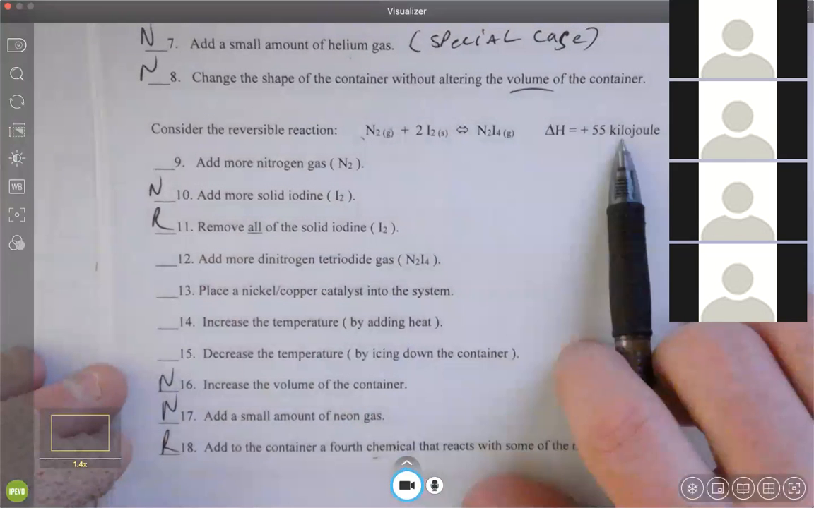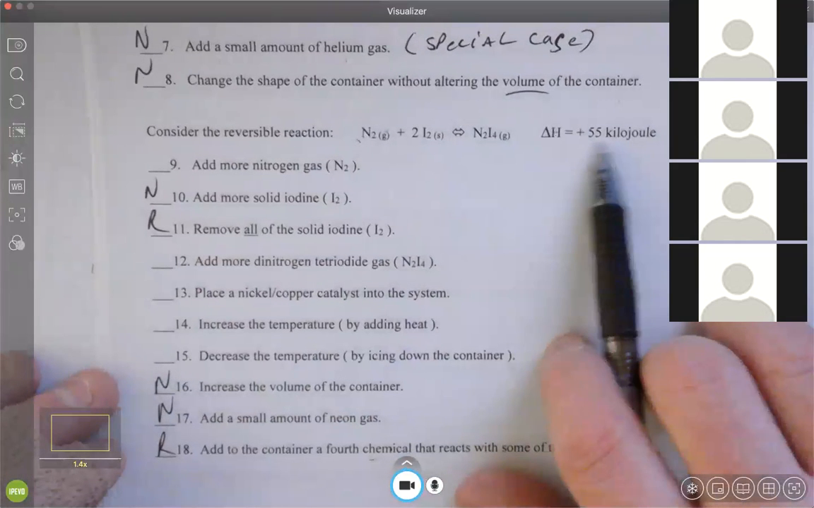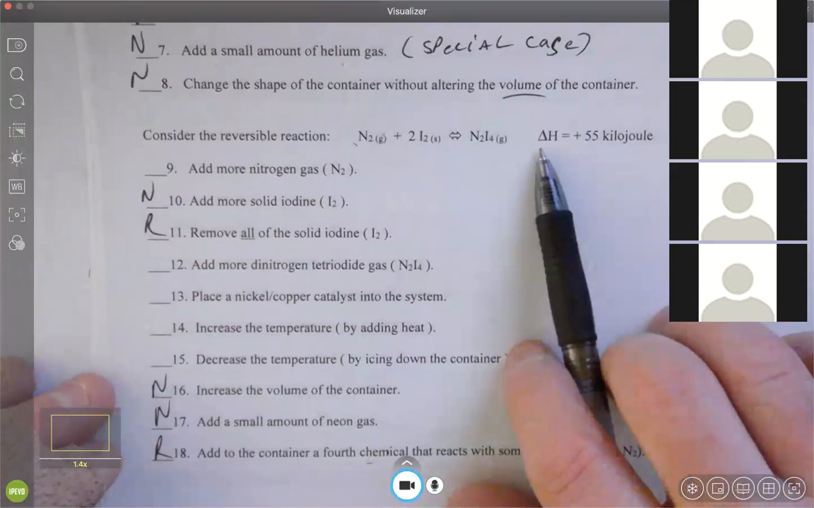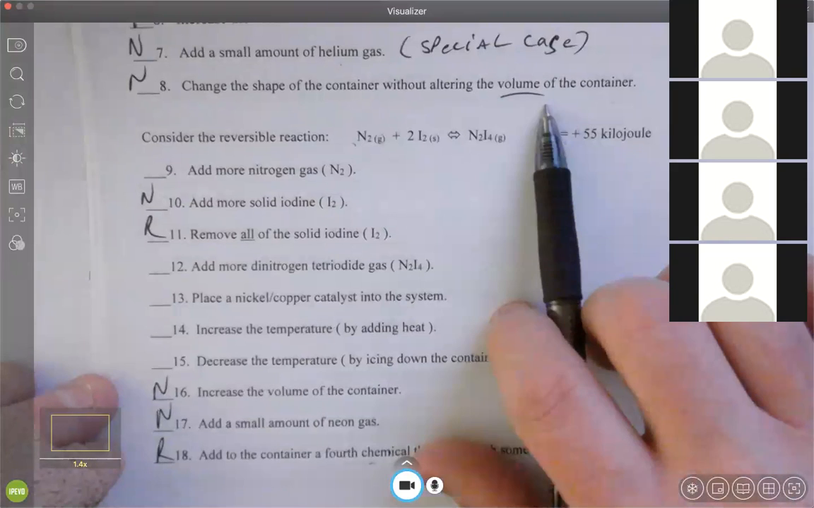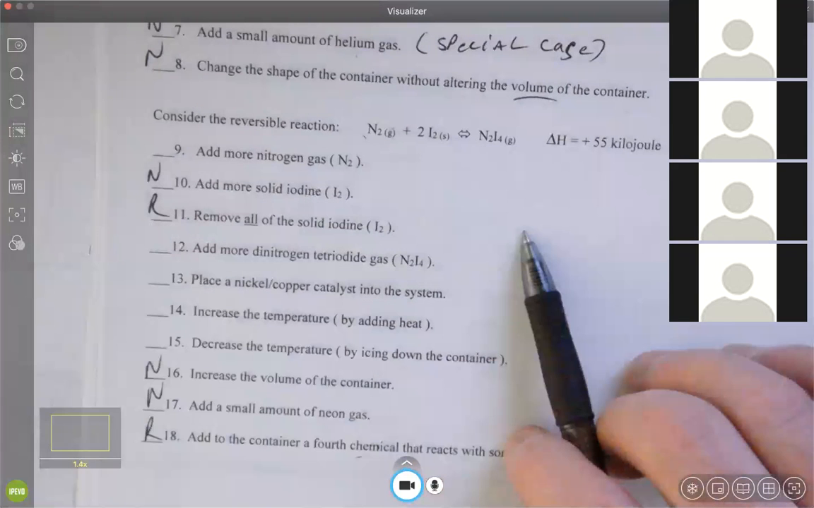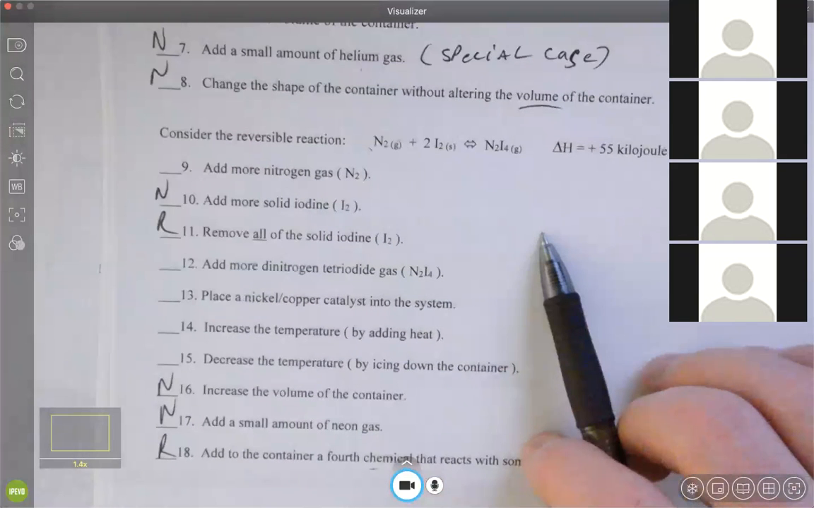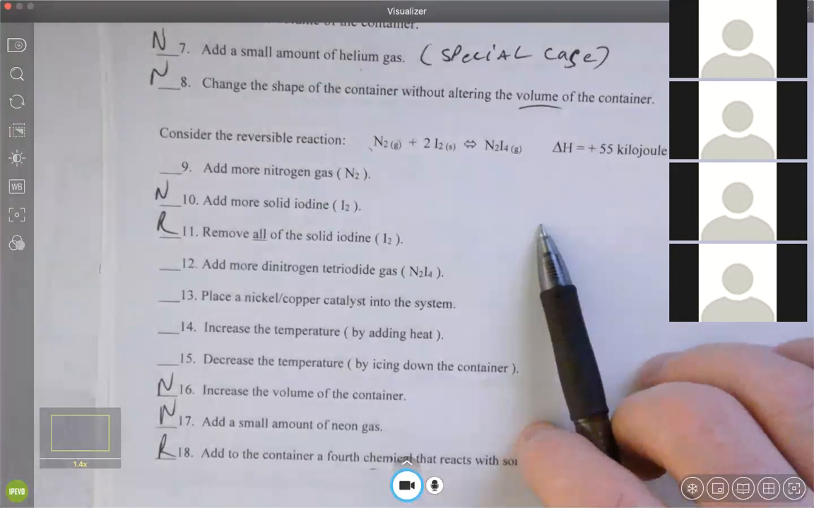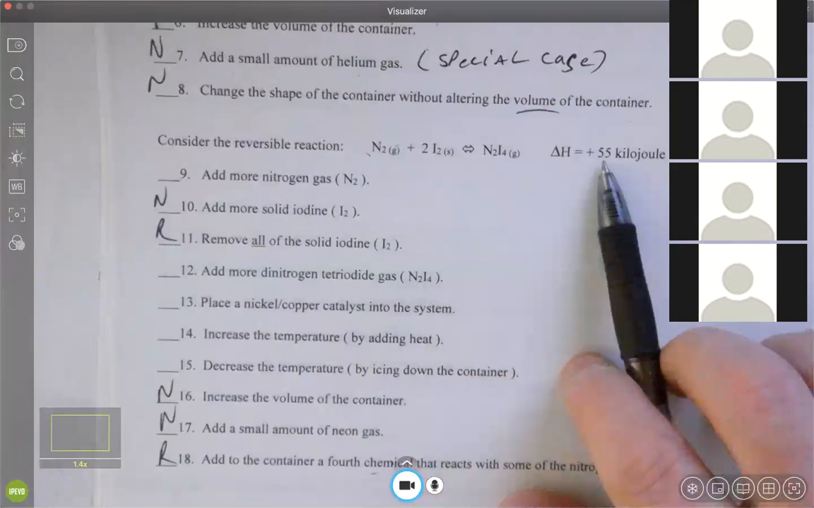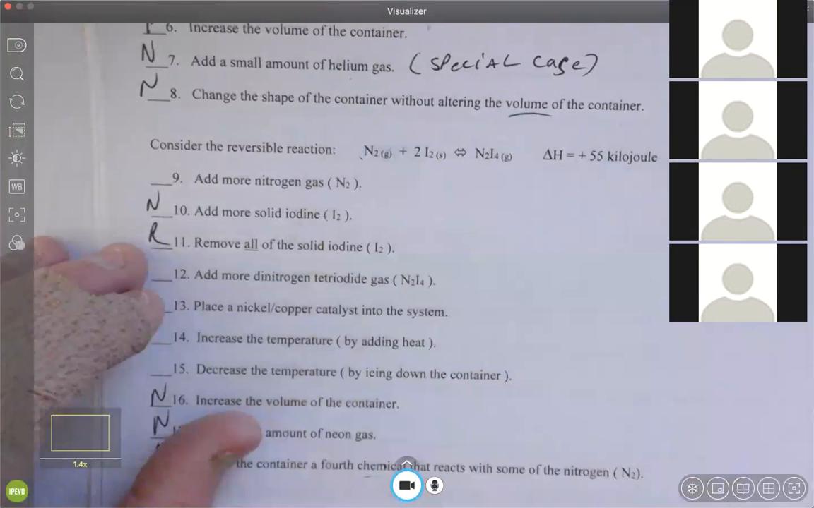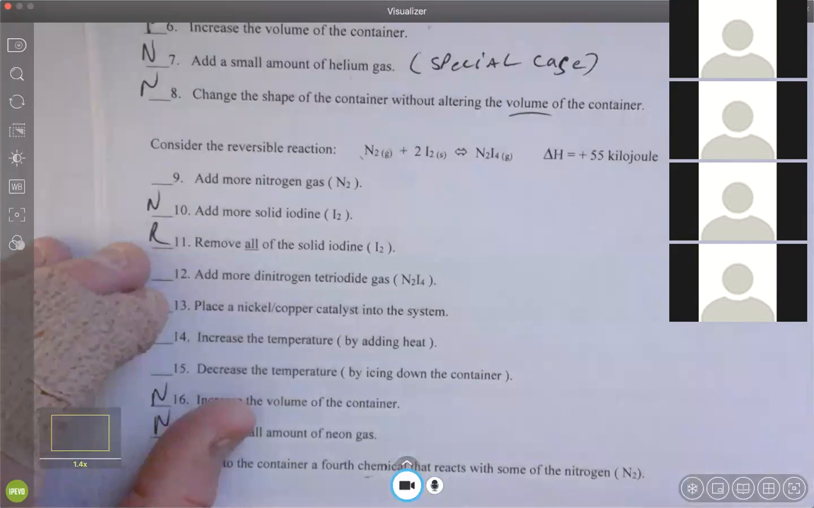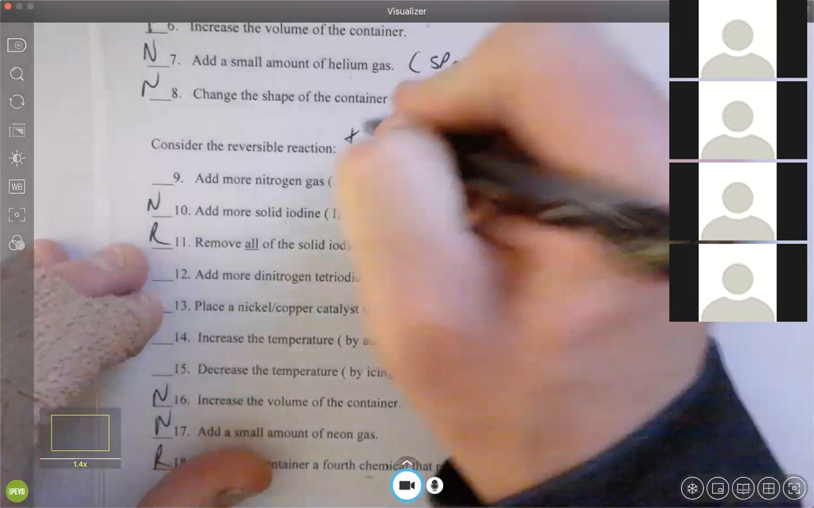Another way to look at this is they do tell you that it is positive 55 kilojoules for the delta H. That means it's endothermic. So which side are we writing heat on? Anybody? Plus 55 kilojoules delta H. Does it go on the product side or reactant side? Product. No, sorry, reactants. All right, yep, you just made it just in time.